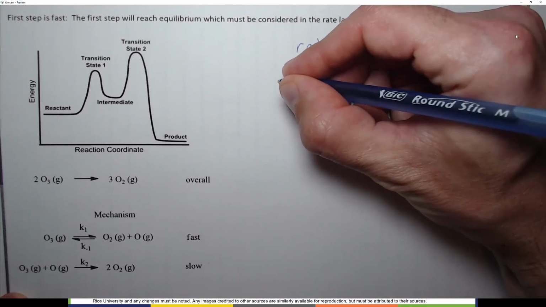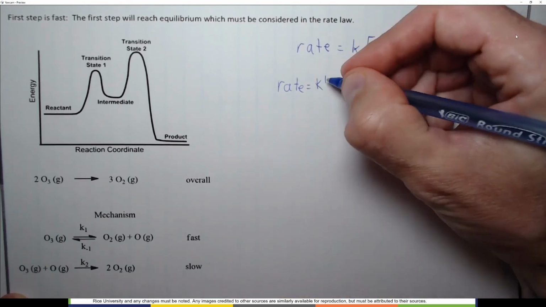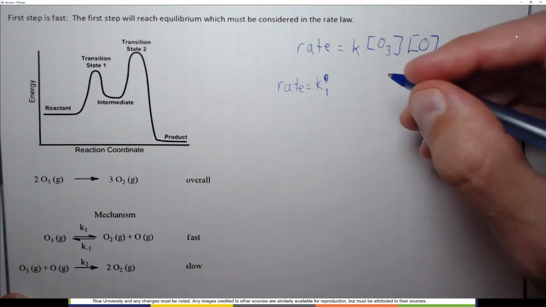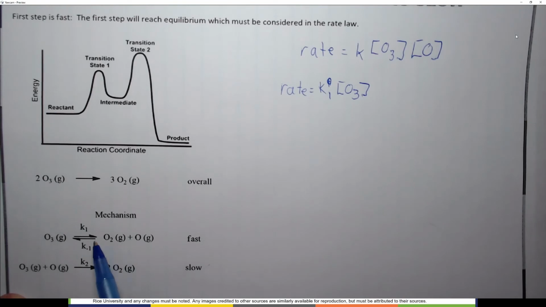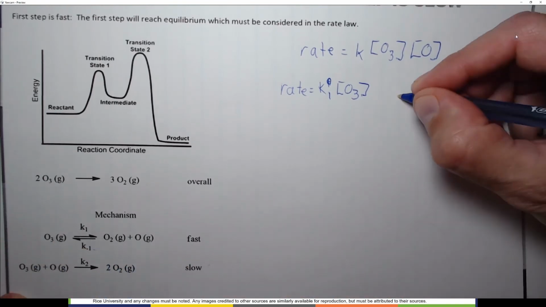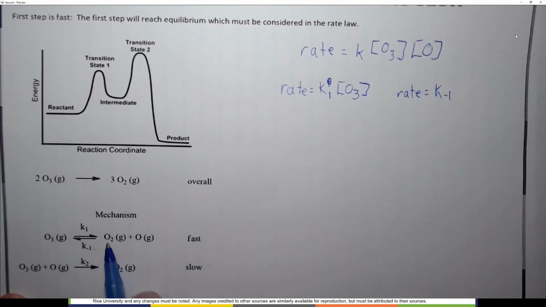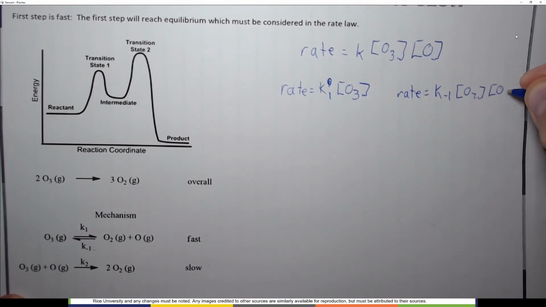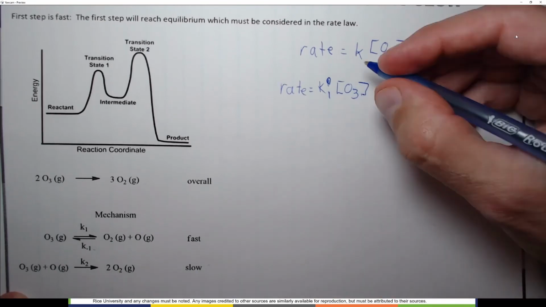So for the forward reaction, rate equals k1. I'm going to put the 1 at the bottom. k1 concentration of O3. For the reverse reaction, going in this direction, so k is -1, rate equals k-1, concentration of O2, concentration of O. All right, so now I'm going to change this rate to a 2.